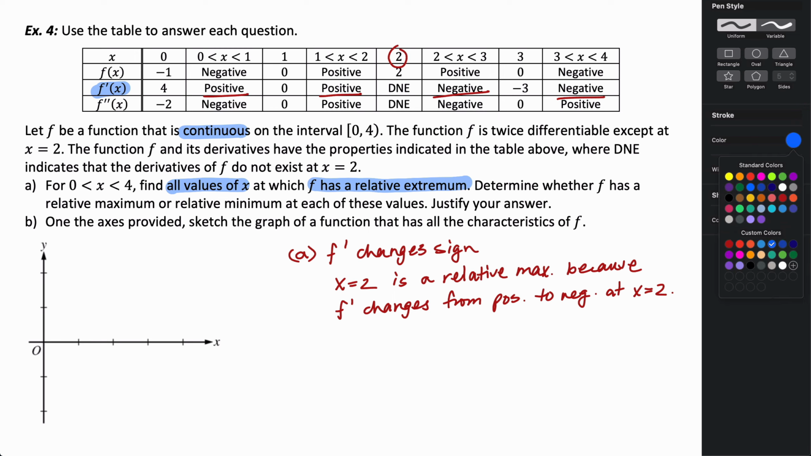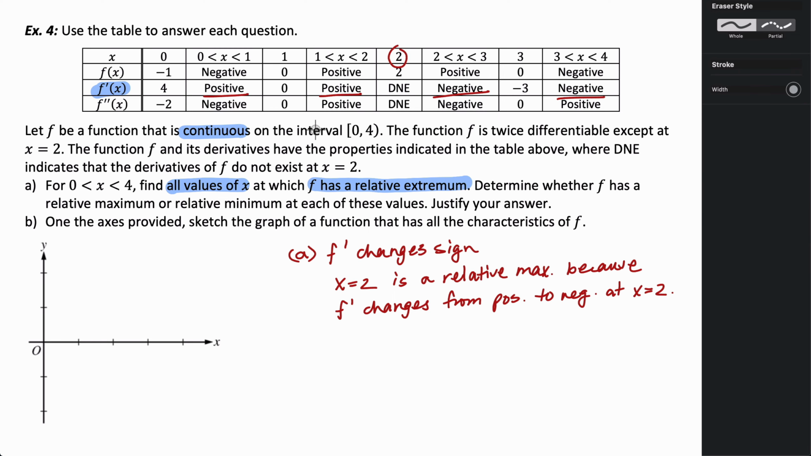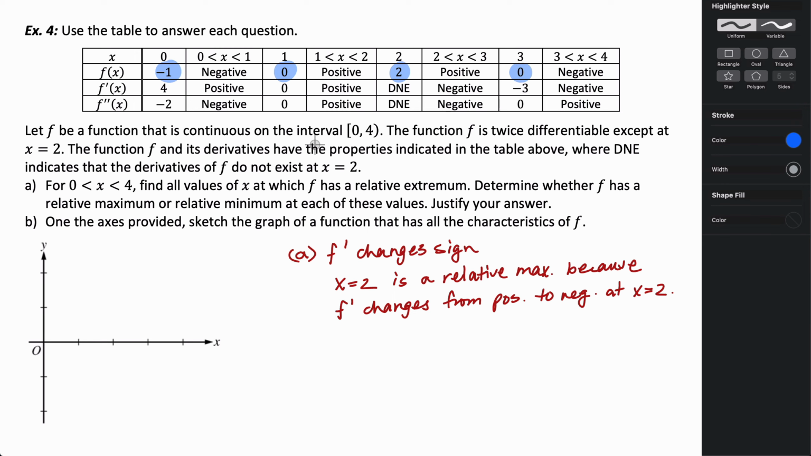So in part B, it asks us to graph f, sketch a graph of f. To start this, I'm actually going to just plot the points that we know, right? We're given 4 points, and then we're given some information about the first and second derivative. So let's plot the first 4 points.